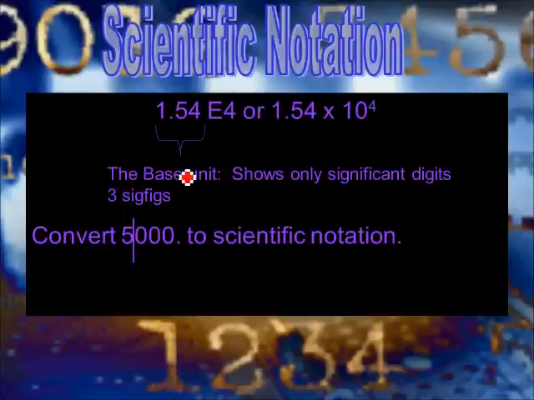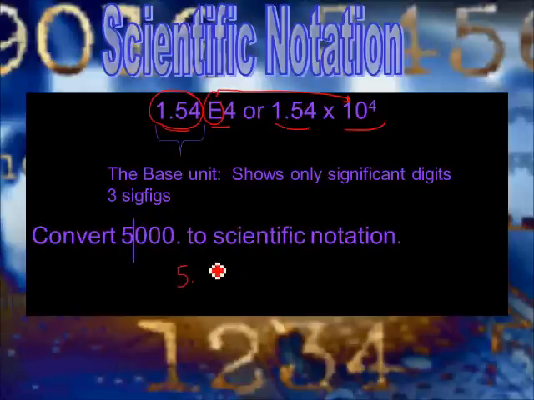Scientific notation. Okay, this is your base unit and your exponent. It also means this. We will quite often have an E here, which would be represented by times 10 to the 4th. For significant figures, any number that is here is significant. It's been measured by a tool. So converting 5,000 to scientific notation, these zeros are not significant. 5 decimal e to the 3rd.